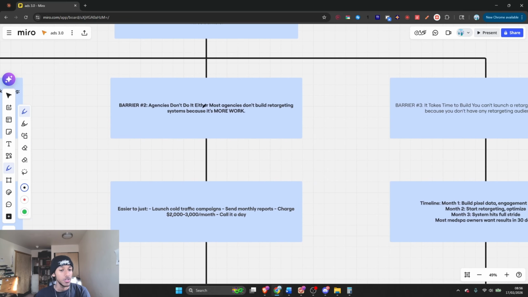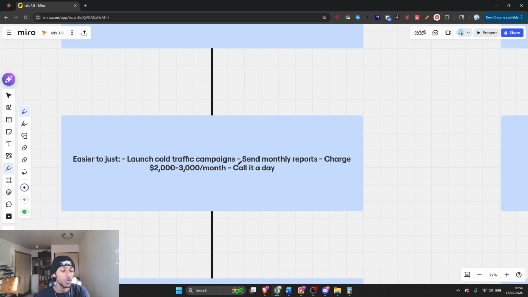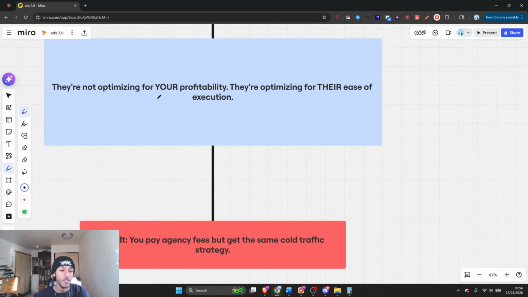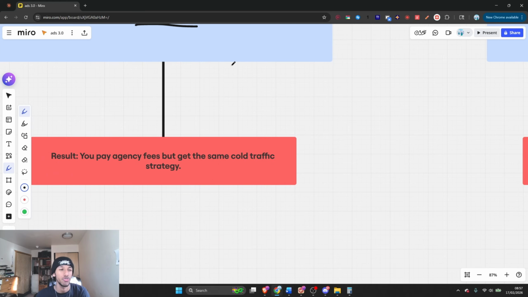Barrier 2, agencies don't do it. Most agencies don't build retargeting systems because it's more work for the agency. It's easier to just launch cold traffic campaigns, send monthly reports, charge $2,000 to $3,000 a month, and call it a day. They're not optimizing for your profit, they're optimizing for their ease of execution. The result is that you pay agency fees, but you get the same cold traffic strategy.